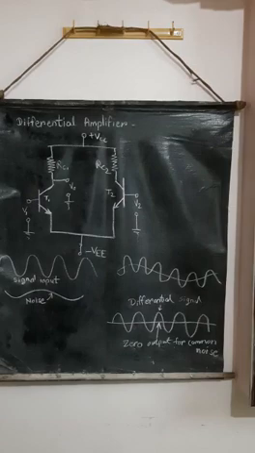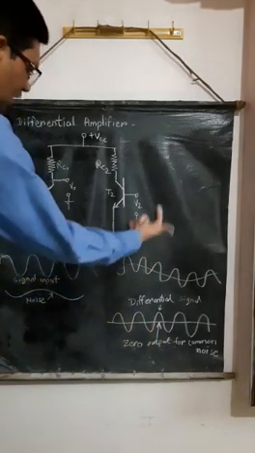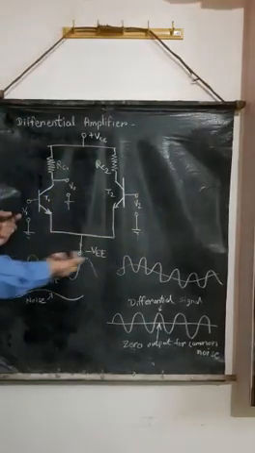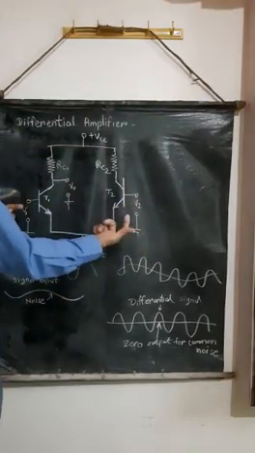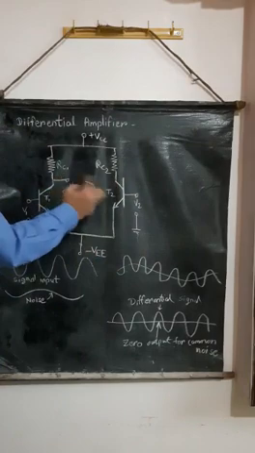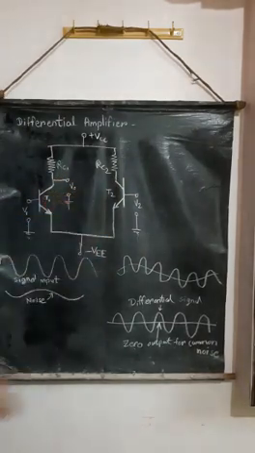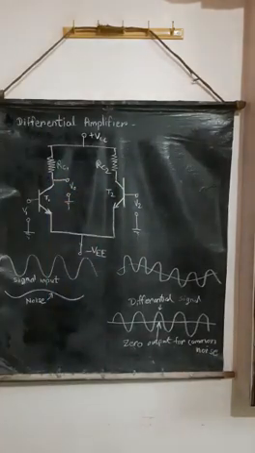For differential input and single ended output. The op-amp has differential input and single ended output. Single ended means one output. Okay.